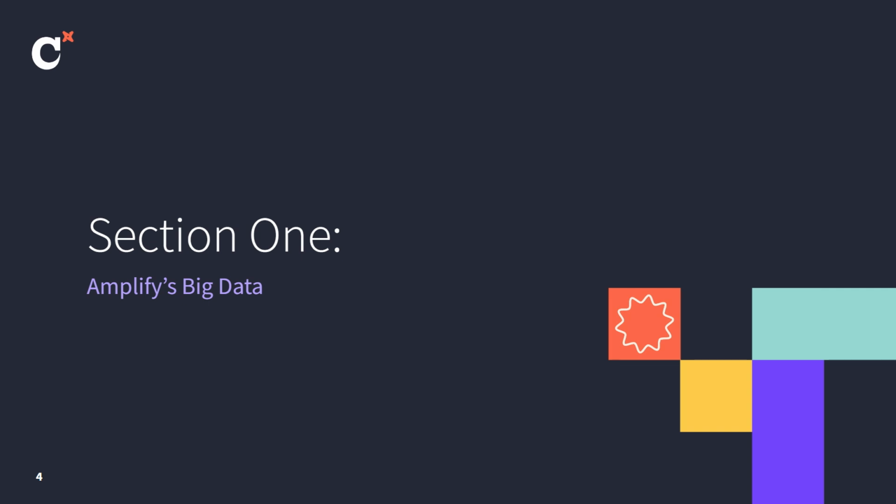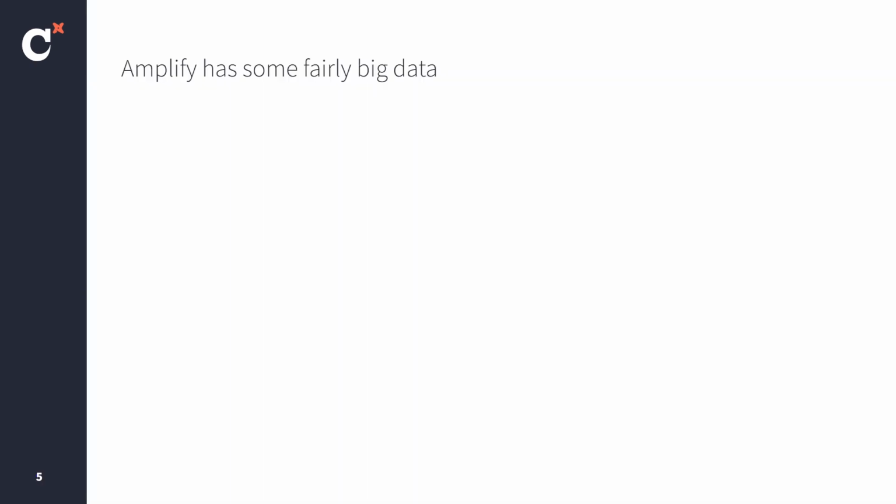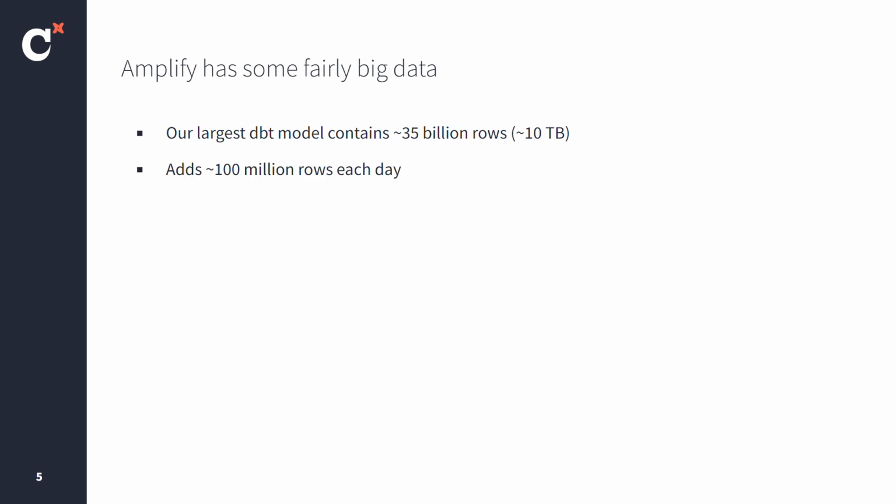So talking about our big data. We have some fairly big data. It's not enormous, but some fairly big data. Our largest DBT model contains currently 35 billion rows, and it adds about 100 million rows a day. It needs to be updated 9 times a day in order to meet reporting needs. This actually feeds back into some customer-facing data that we surface for them.